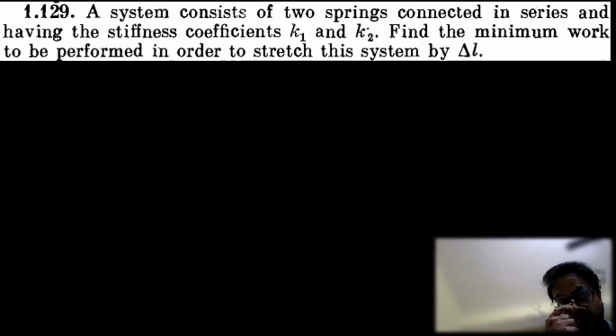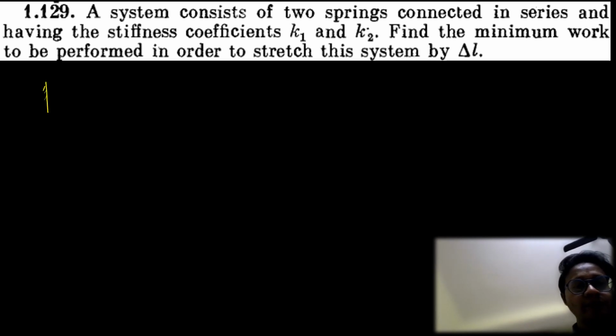Even this question is straightforward. There is a system which consists of two springs, K1 and K2. K1 and K2 are the spring constants. Find the minimum work performed in order to stretch the system by delta L. So what is the minimum work done by a force to stretch the system by delta L?